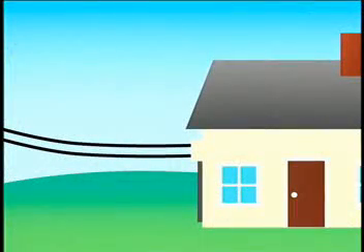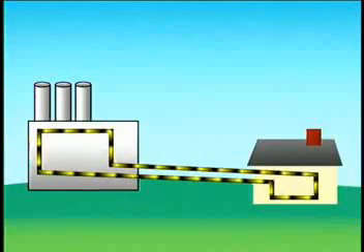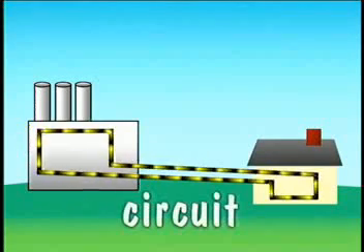There are really two sets of wires and cables that come from a power plant and go into a home. One set carries electricity from the power plant to homes and other places where it's needed, and the other carries electricity back to the power plant. Together, they form a kind of loop called a circuit.